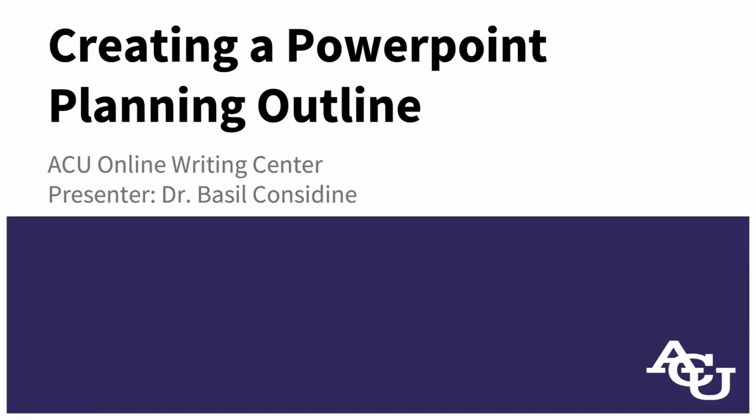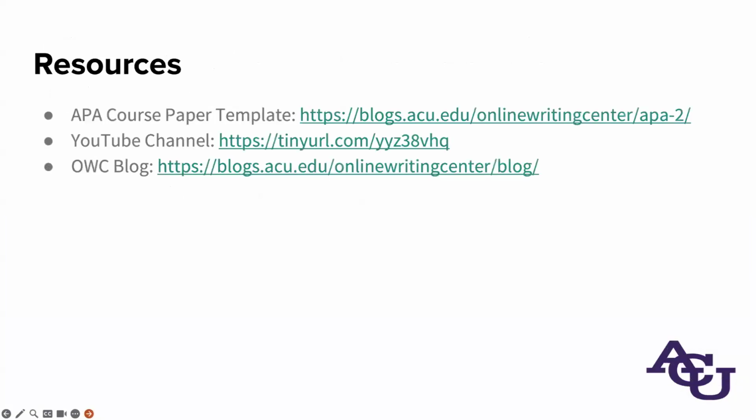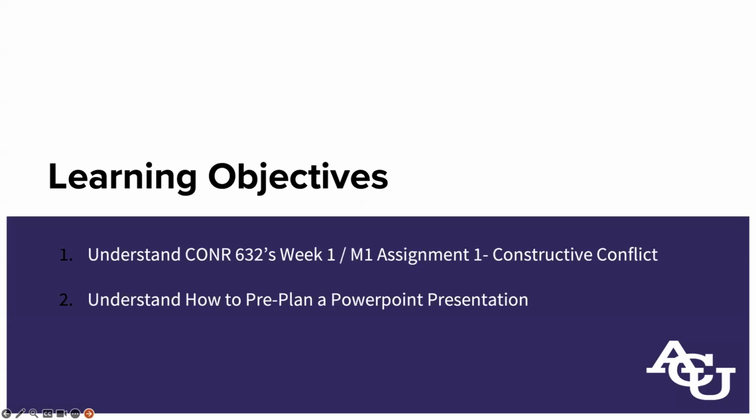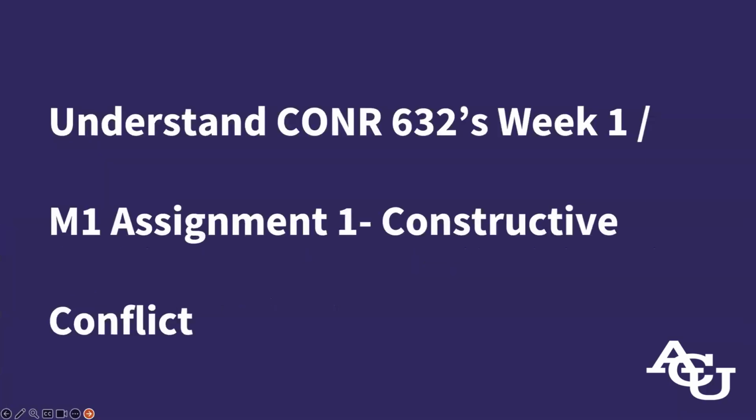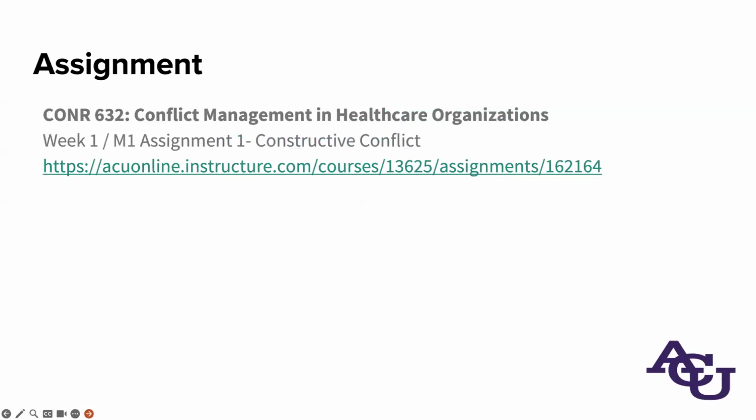So let's take a look at our starting point here, which is going to be an assignment from the CONR program. So we're going to look at this assignment from CONR 632, and then we'll use that as our entry point to look at a real world case where you might be developing something like this. So this is coming from conflict management in healthcare organizations. And like any other large organization, healthcare organizations can have many different personalities, many different preferences, and competing priorities.